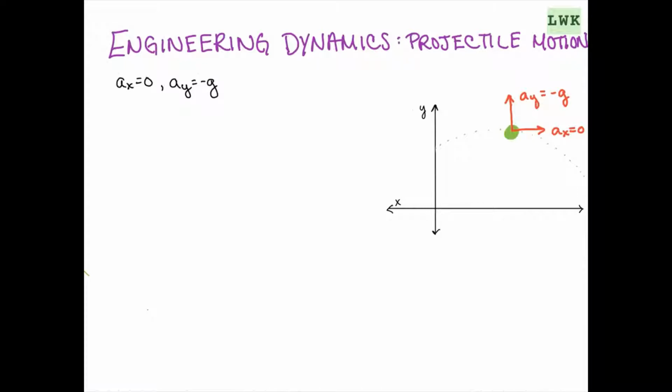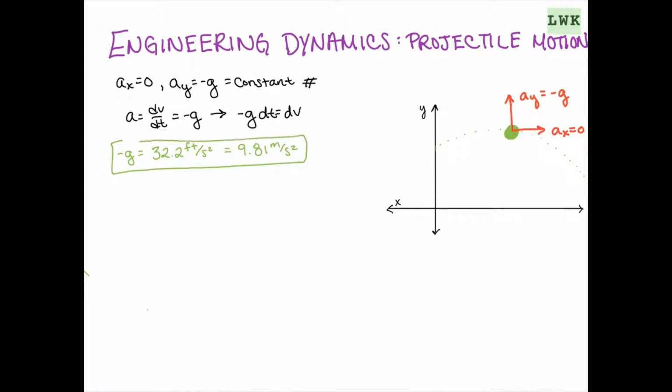So let's take the acceleration in the y direction, which is equal to negative g, and that is a constant number. So we know that the derivative of velocity with respect to time is the acceleration, dv dt, and thus negative g is going to be equal to this as well. So negative g equals dv dt, and we can rearrange to write negative g dt equals dv. It's important to remember here too that g as a constant equals 32.2 feet per second squared, and it also equals 9.81 meters per second squared. So these are important numbers. You're going to use them all the time.